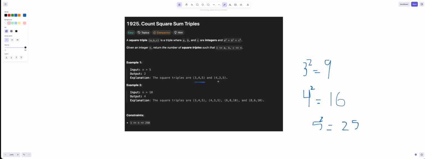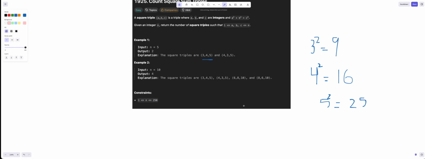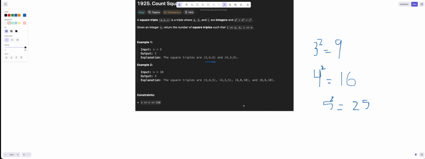The second way is that even though 3 and 4 are already in the list, we can still reverse the numbers, like 4 and 3. So 16 and 9 in combination will also be 25. Then, according to this, we are only taking the numbers from 1 to 5 because the limit of the input is 5. What if the input is 10? We have already these two from 1 to 5.